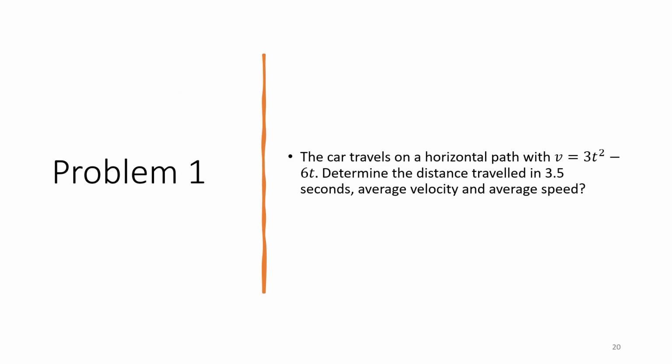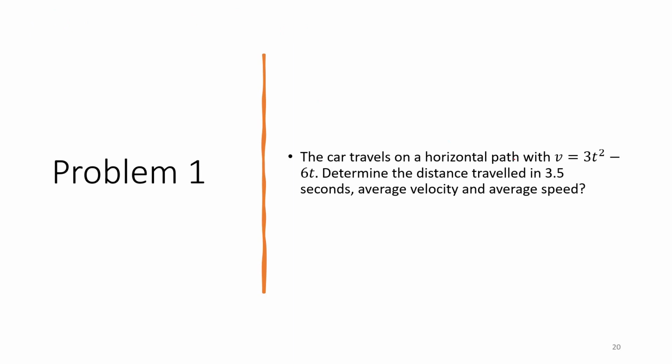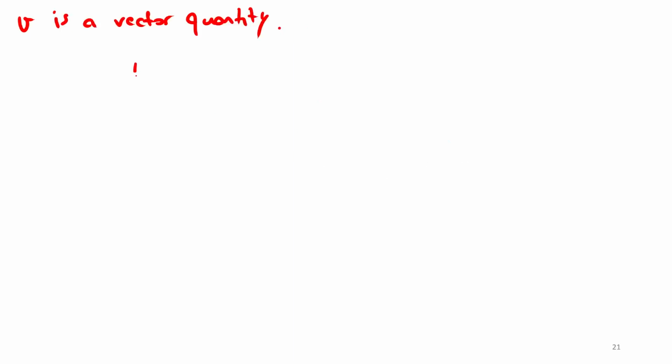So in this problem, we will just mention that the velocity is a vector quantity, if you know it from physics. The acceleration is also a vector quantity, so it has direction and it has the magnitude. If you check, the velocity here is given as v = 3t squared minus 6t, and I can write it as 3t (t minus 2).